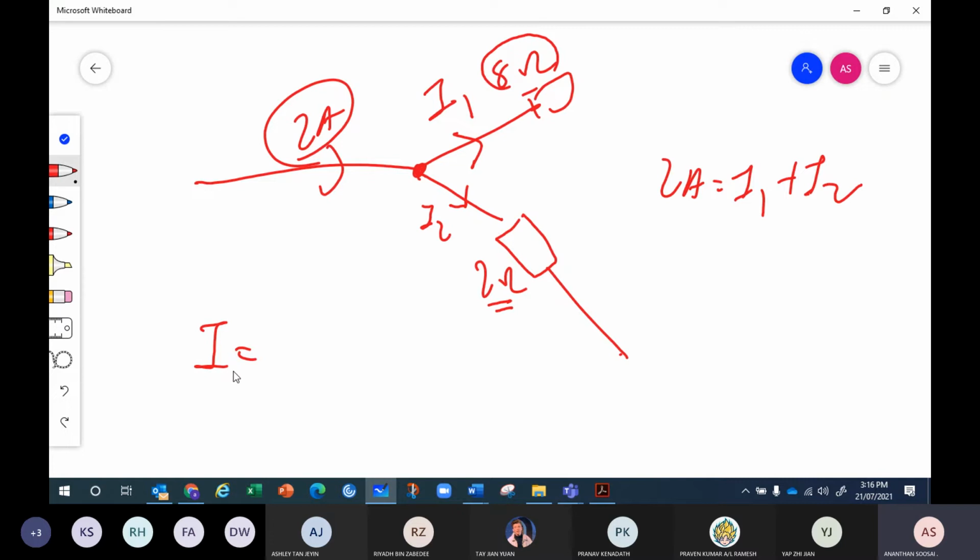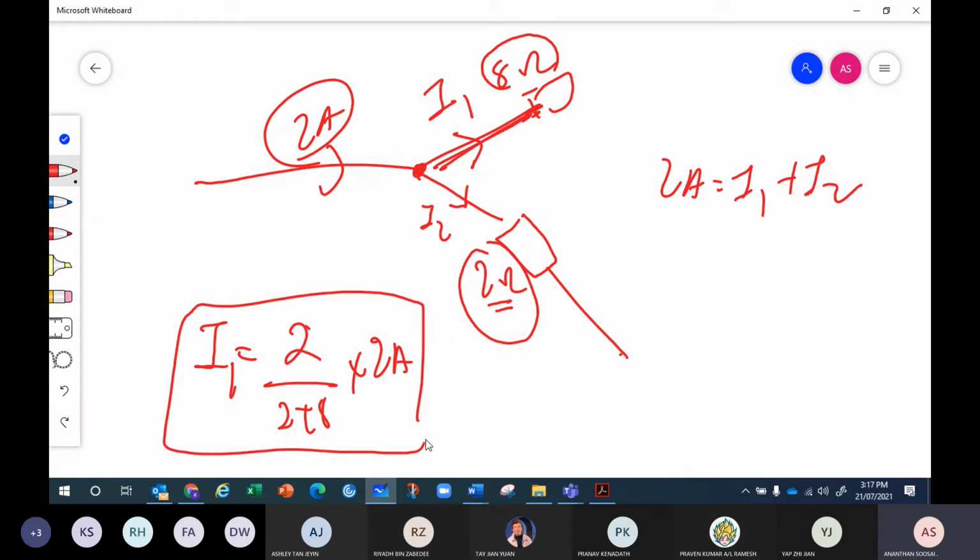Okay, so if I'm asking what is I1, what do you do? This is a shortcut. Take the opposite resistance, 2, divided by the total resistance, 2 plus 8, times the main current, 2 ampere, and that is the current flowing in I1. This is a shortcut for us. Always remember. So in this case, 1 over 10 times 2, 0.2 ampere is the current that flows here.